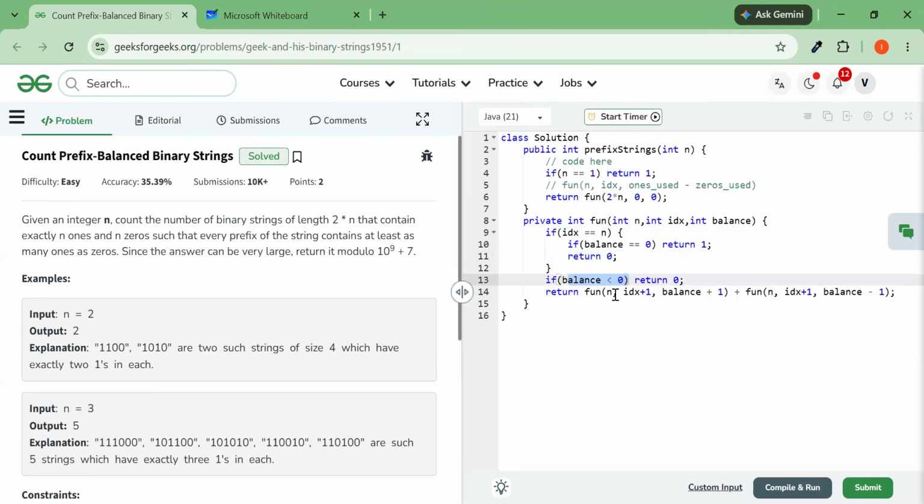If balance is less than 0 at any point of time, whether index is 0, 1, 2, any index, we are going to return 0. There is no solution for this because you have used more zeros than ones.